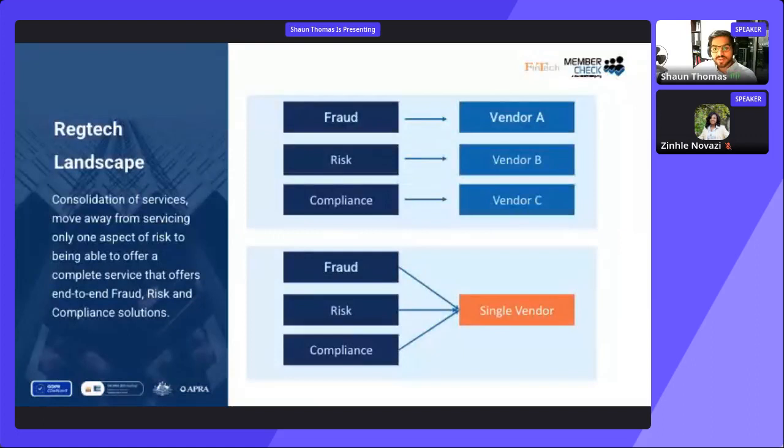So whilst the regulatory landscape continues to shift and evolve, we have also seen a shift in the RegTech landscape, whereby RegTech providers are moving away from only servicing a few aspects of a business's risks, and instead now wish to offer a complete service that offers an end-to-end fraud, risk, and compliance solution. This shift offers reporting entities a service that is more holistic in nature, which not only benefits the organization from an operational perspective, but also allows for a higher level of interconnectedness amongst internal processes and leads to stronger levels of compliance and better efficiencies.